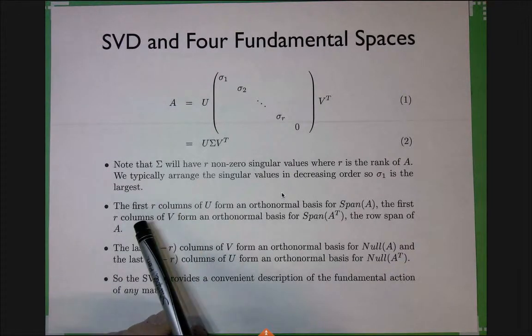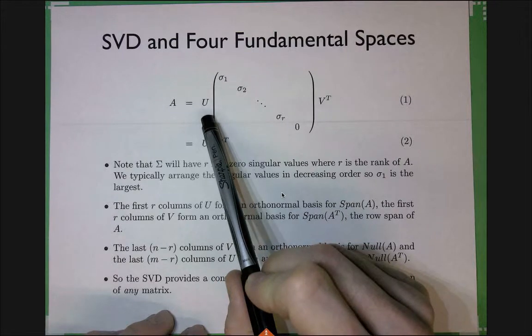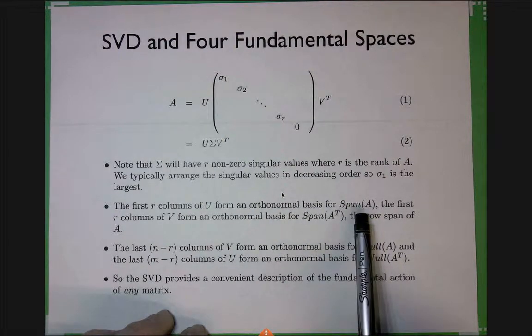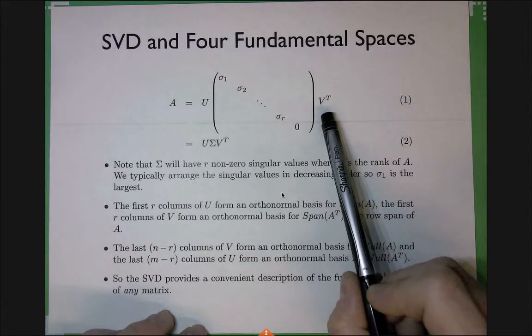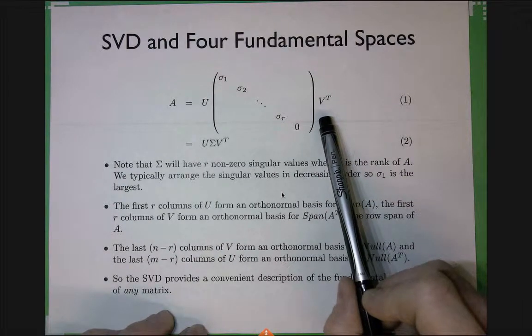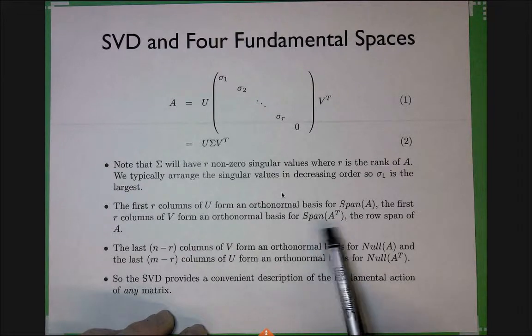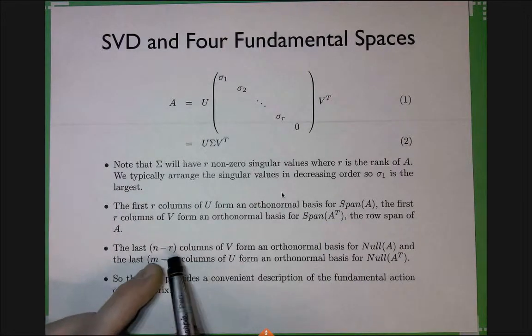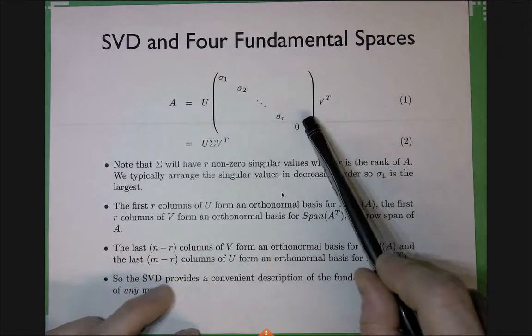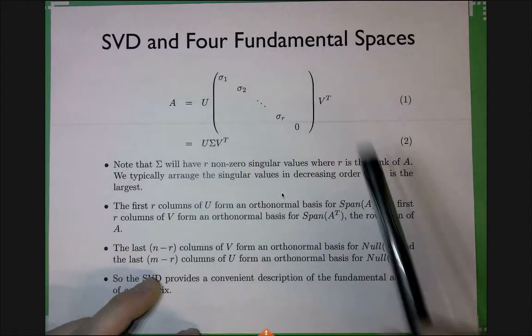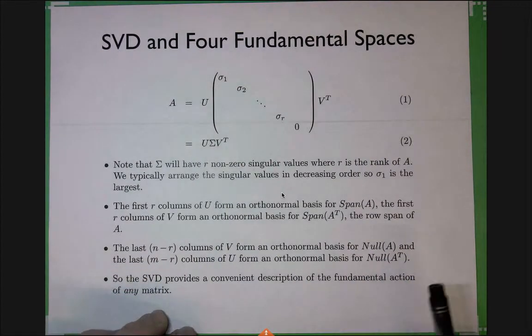And now the first R columns of U will be an orthonormal basis for the column space of A. The first R columns of V, or equivalently the first R rows of V transpose, are an orthonormal basis for the row space of A, equivalently the column space of AT. And the remaining n minus R columns of V are an orthonormal basis for the null space, and the remaining m minus R columns of U are an orthonormal basis for the left null space.